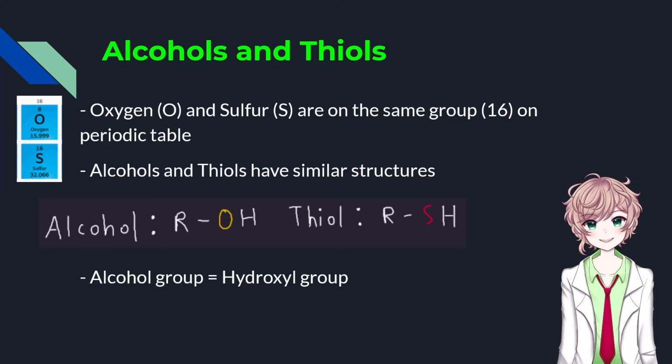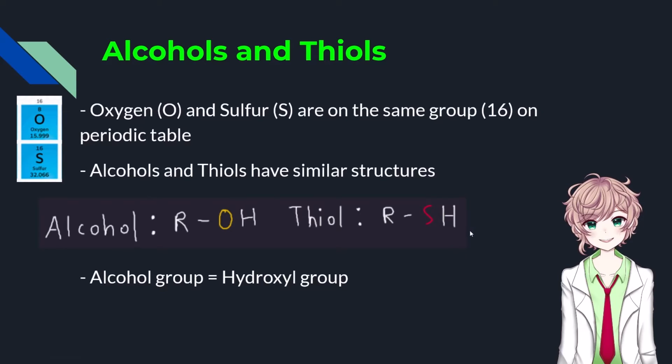Let's start off with alcohols and thiols. First of all, if you remember the 4-3-2-1 rule, oxygen likes to form two bonds. Why is that? Because it has a valence of 6. It gets kind of complicated, but what I'm trying to say is that oxygen and sulfur are in the same group. They have the same valence electrons. So you would expect their structures as functional groups to be slightly similar.